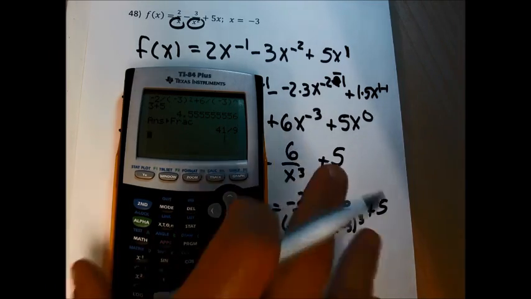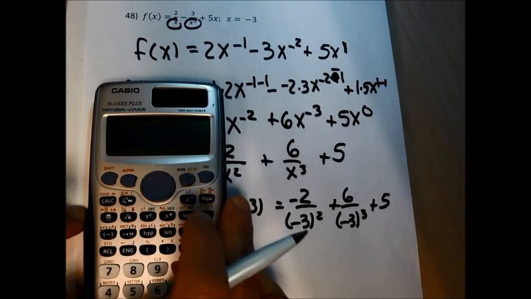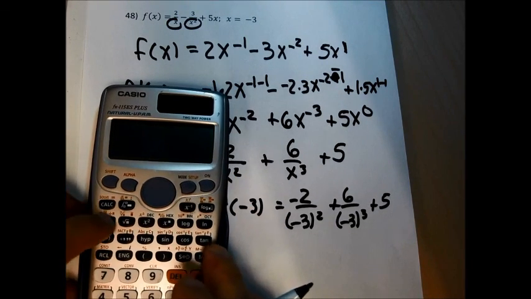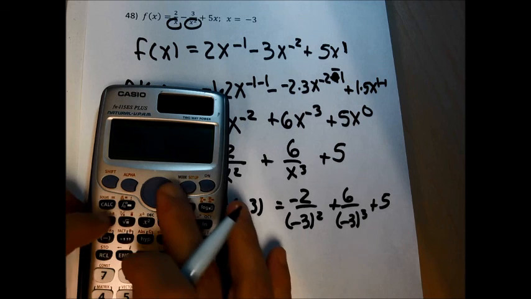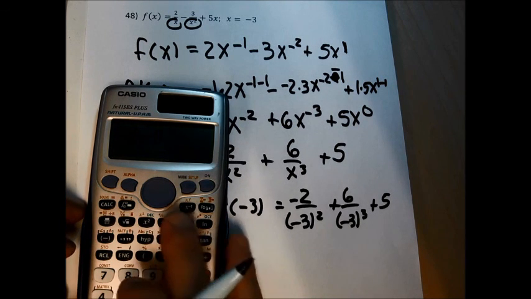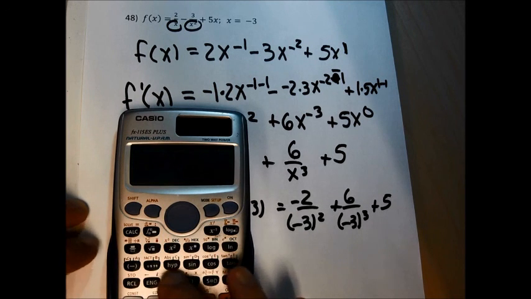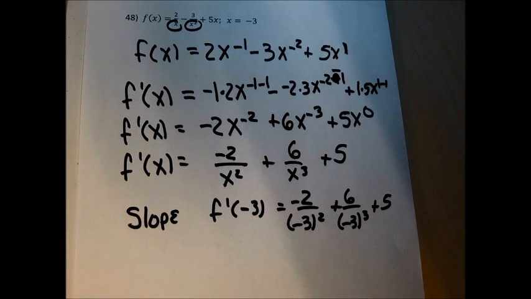Another calculator that I like so much better. I think that's fine. Let me do it on this calculator real quickly. So I'm going to go fraction negative 2 over negative 3 squared plus fraction 6 over negative 3 cubed plus 5. Yeah, 41 over 9 is perfect. So the slope is 41 over 9.